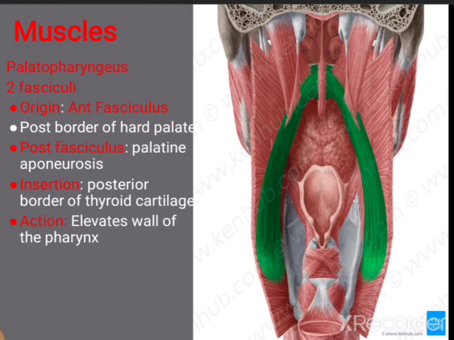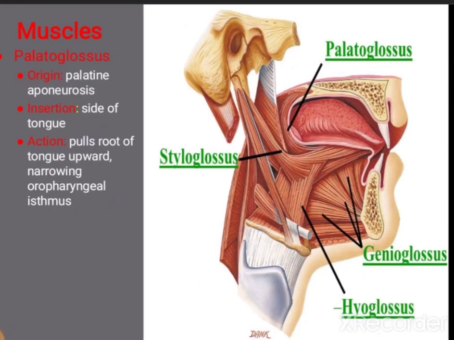elevation of the wall of the pharynx. Then the next muscle is palatoglossus. In this diagram, we can easily see the palatoglossus muscle. It arises from the palatine aponeurosis and is inserted on the side of the tongue. The action of this muscle is that it pulls the root of the tongue upward and narrows the oropharyngeal isthmus. Oropharyngeal isthmus means the opening of the oropharyngeal cavity, that is this cavity.